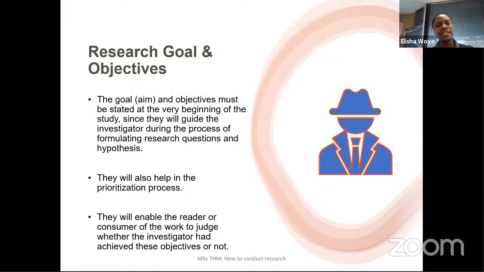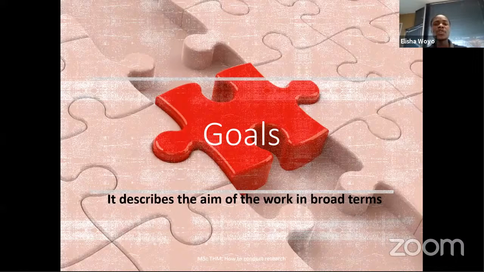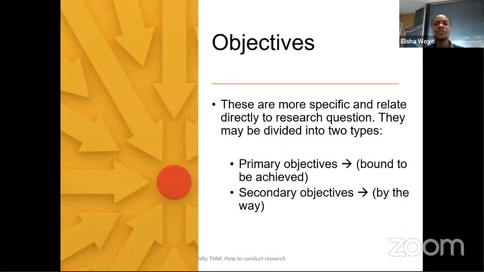Your conclusions chapter of the dissertation needs to reflect that for objective one, these are the conclusions you are making based on literature and the findings that you collected. So it's very important to have that. When we talk about a goal of a study, you are describing the aim of this work in broad terms. What do you seek to achieve in this particular work? Then the objectives should be more specific and they must relate directly to the research question or the research aim.